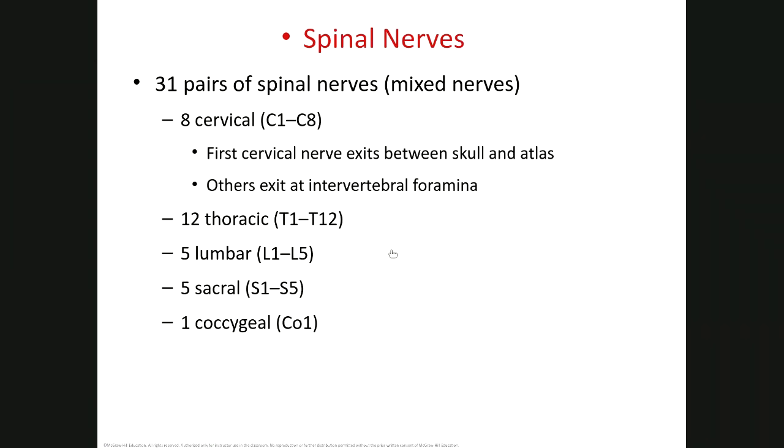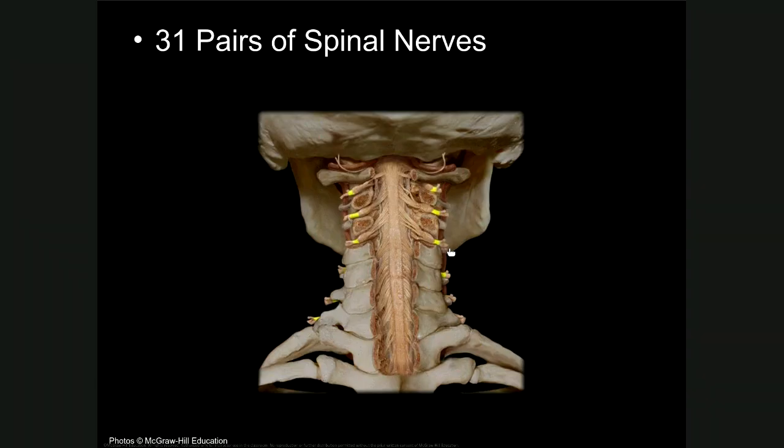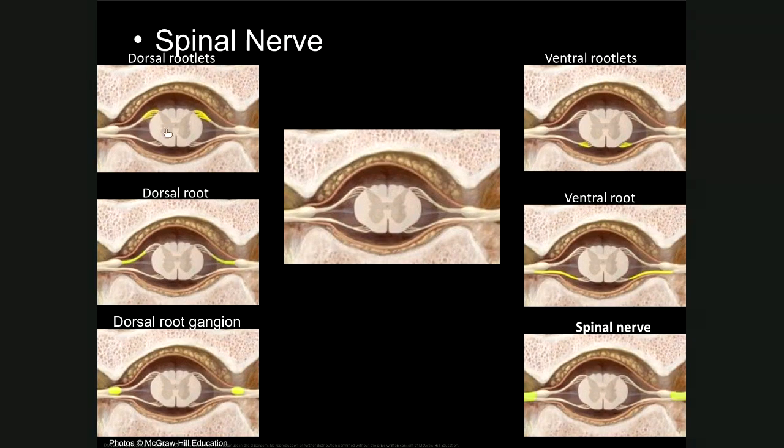There are 31 pairs of spinal nerves: 8 cervical, 12 thoracic, 5 lumbar, 5 sacral, and 1 coccygeal. Here are your 31 pairs. Here you will see the spinal cord and then the spinal nerve coming out of that area. If you're looking at it this way, this is the posterior or dorsal part, and this is the anterior part. Here you'll see the dorsal rootlets, as we call them, which lead to the dorsal root itself. Then it will reach the ganglion, the dorsal root ganglion, which we call DRG.